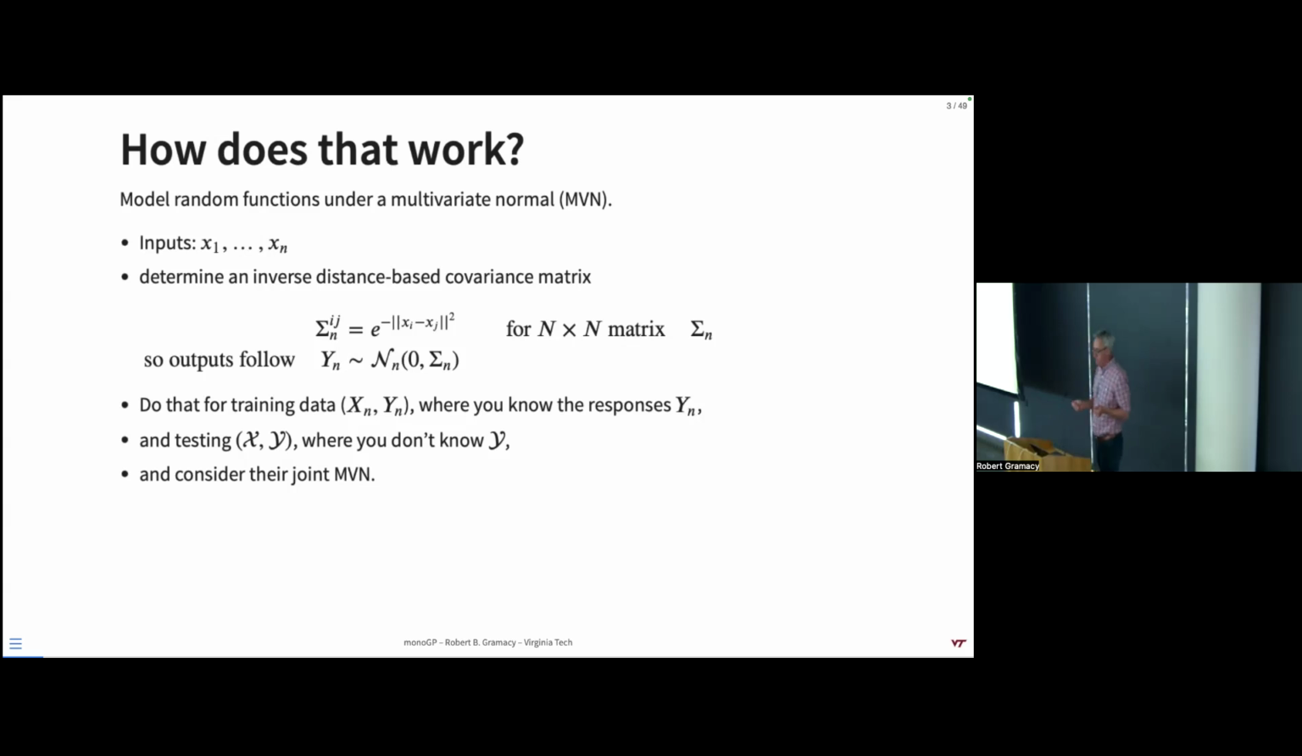So I can build a covariance matrix like this for training data using the x's that are my inputs for the training data, and I can also do it for testing data where I don't know what the y's are. Then I can consider their joint multivariate normal and use standard multivariate normal conditioning rules to work out the distribution of the testing locations given the training locations.